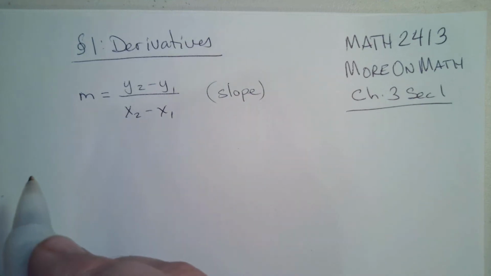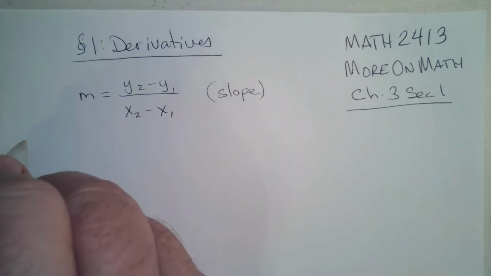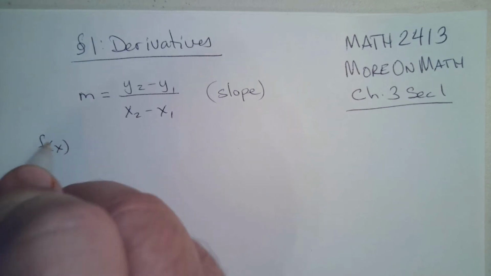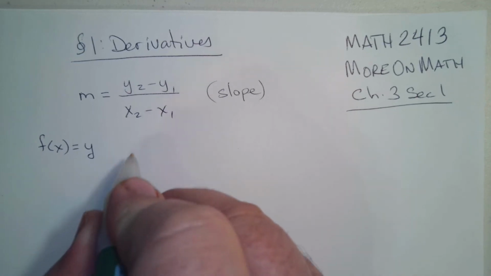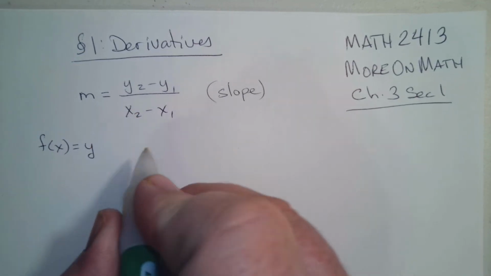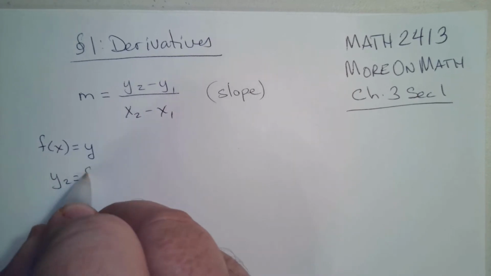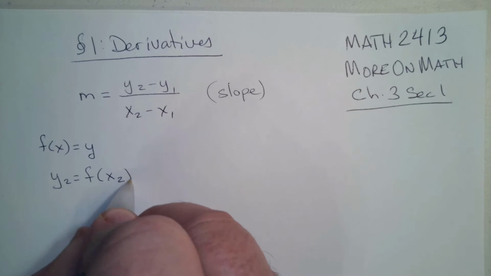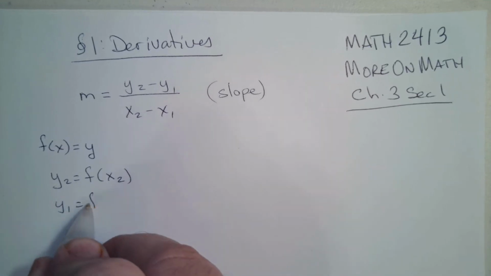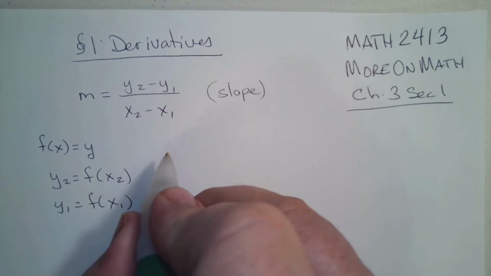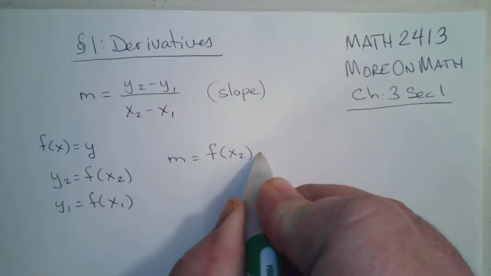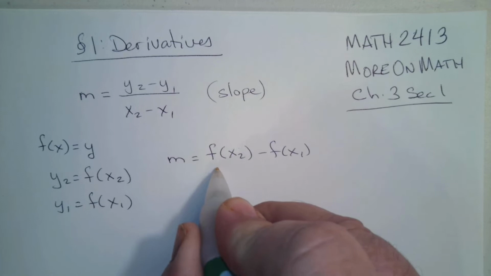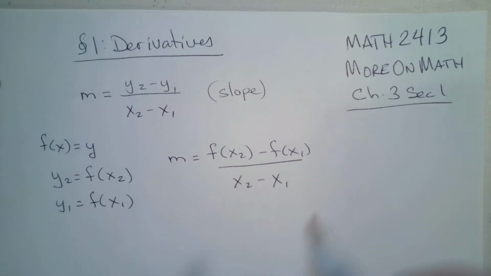All right, so also in algebra, we learned about functions. A function is the same thing as y. So in our equation, y2 is the f at x2 and y1 is the function at x1. So we have f of x2 minus f of x1 over x2 minus x1.